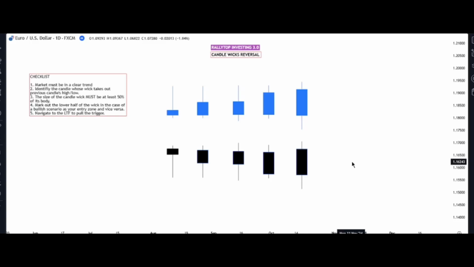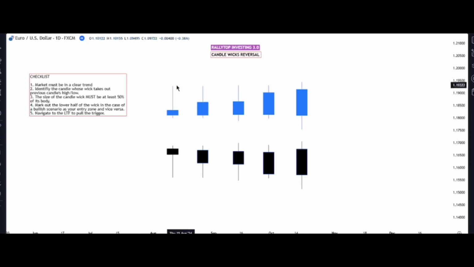Okay, with that being said, let's go back to our discussion. So these are the nuggets on the checklist that you must strictly follow if you must make considerable profit using this strategy.